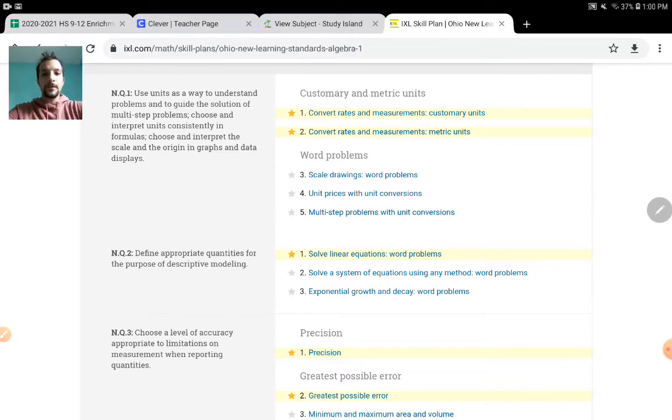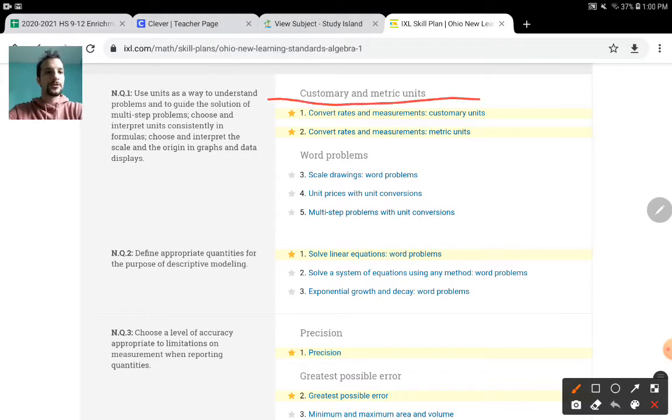On Monday, you'll have these two IXL assignments. They will cover the standard about unit conversion and deciding what unit would be the best, or what the unit of a particular algebraic formula in a question is. That's what this lesson is going to cover. For the first half of the week, we are going to deal with IXL questions, and for the second half of the week, we are going to deal with Study Island.